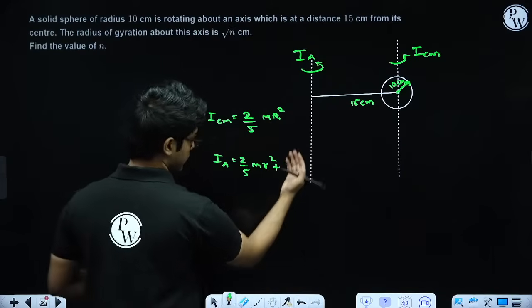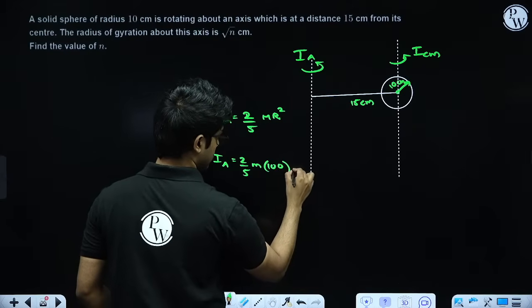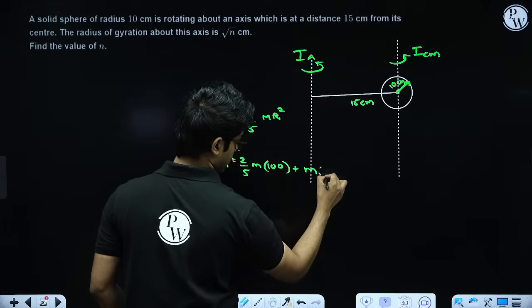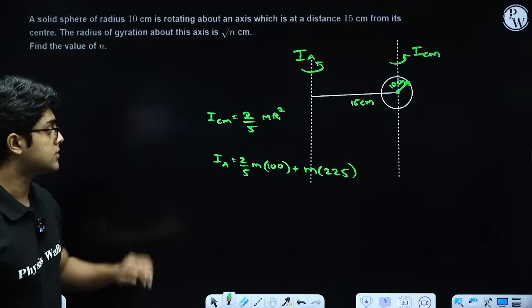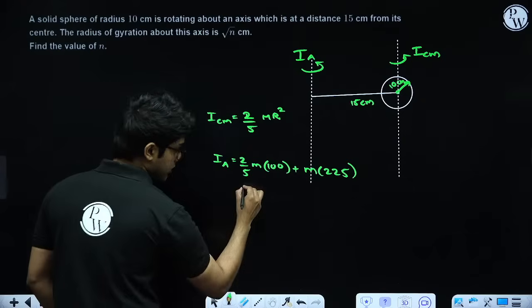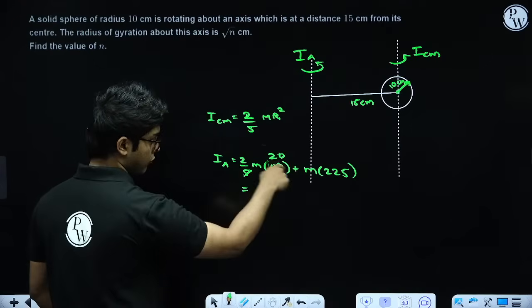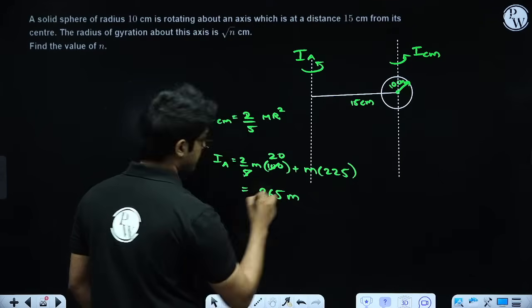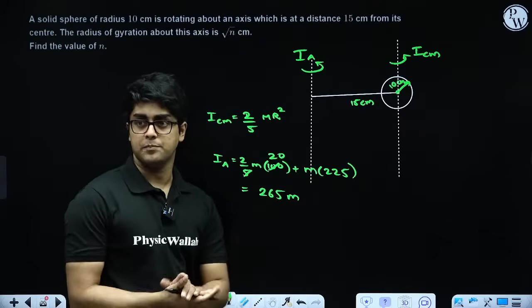So we can just substitute. The radius is 10, so 10 squared will become 100, and m times 15 squared is m times 225. This is the parallel axis theorem applied to this system. So 2 by 5 times 100 is 40, and 40 plus 225 is 265 m. This is the moment of inertia about this axis IA.